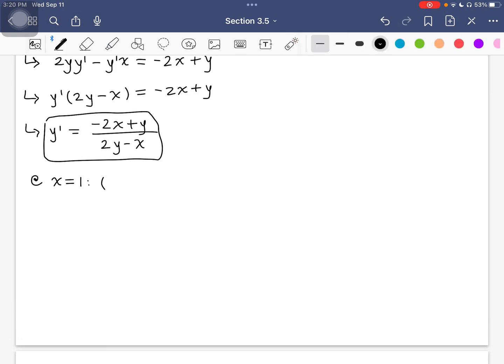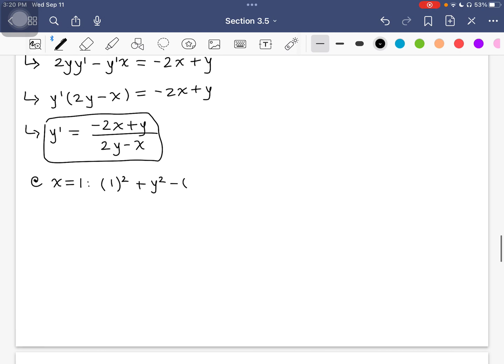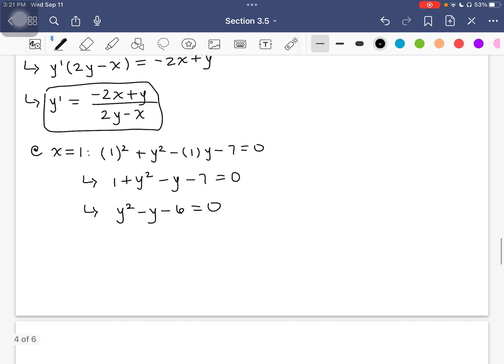we get: so this becomes 1 plus y squared minus y minus 7. So we get y squared minus y minus 6. And then we can just factor this guy. So we need two numbers that multiply to minus 6 and add to minus 1.